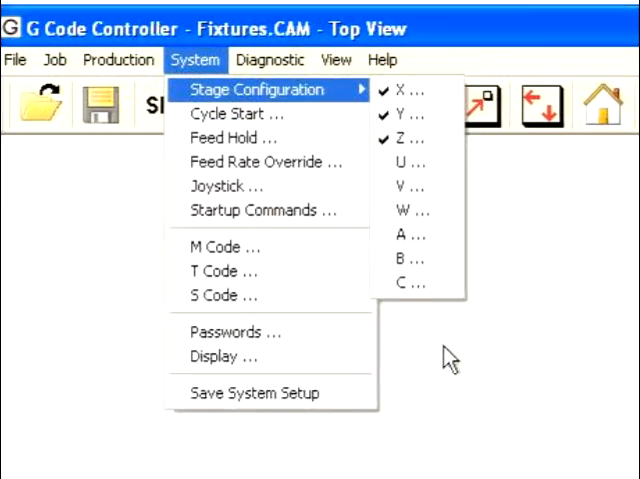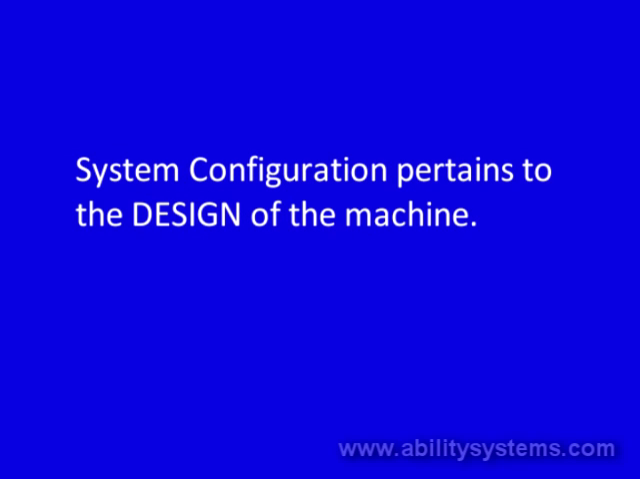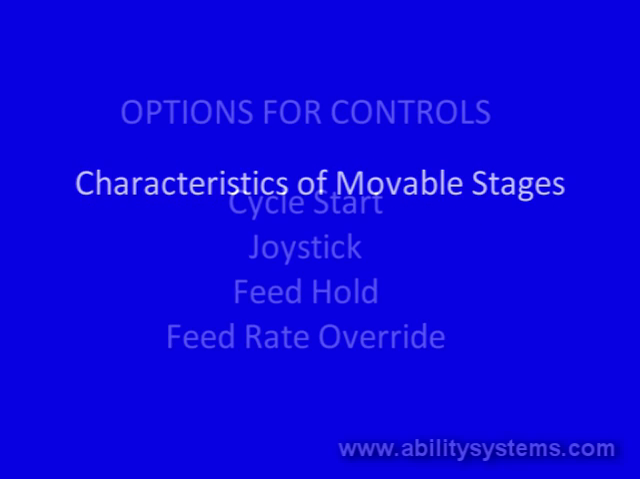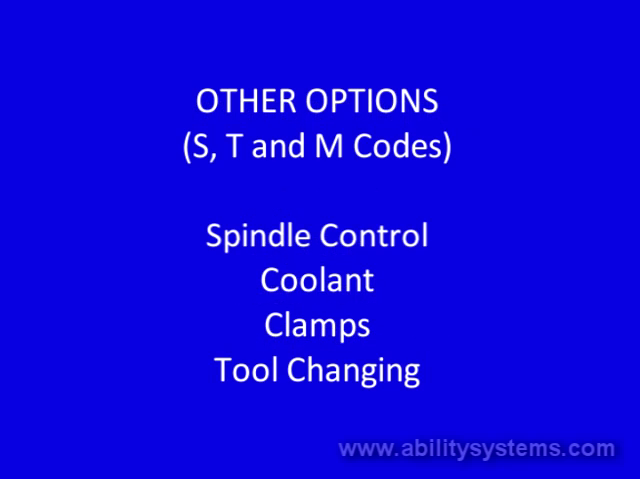The System menu is used to customize G-Code Controller to the particular type of machine that you are designing. The next session, entitled System Configuration, will cover this in more detail. Please note for now, however, that the system configuration information pertains to the design of your machine. This information includes setups reflecting the characteristics of movable stages, options for controls such as cycle start, joystick, feed hold, and feed rate override, and configuration for other options such as S, T, and M codes for such things as spindle control, coolant, automatically actuated clamps, and tool changing.